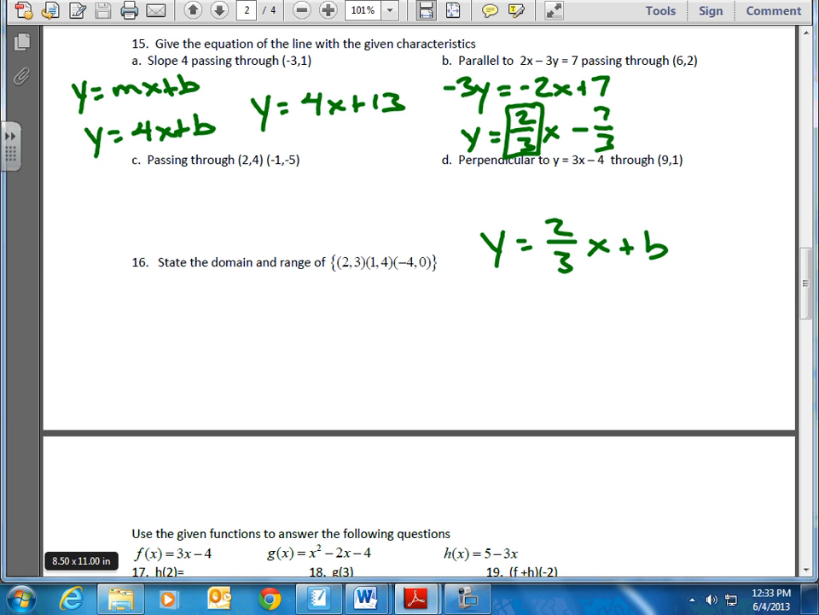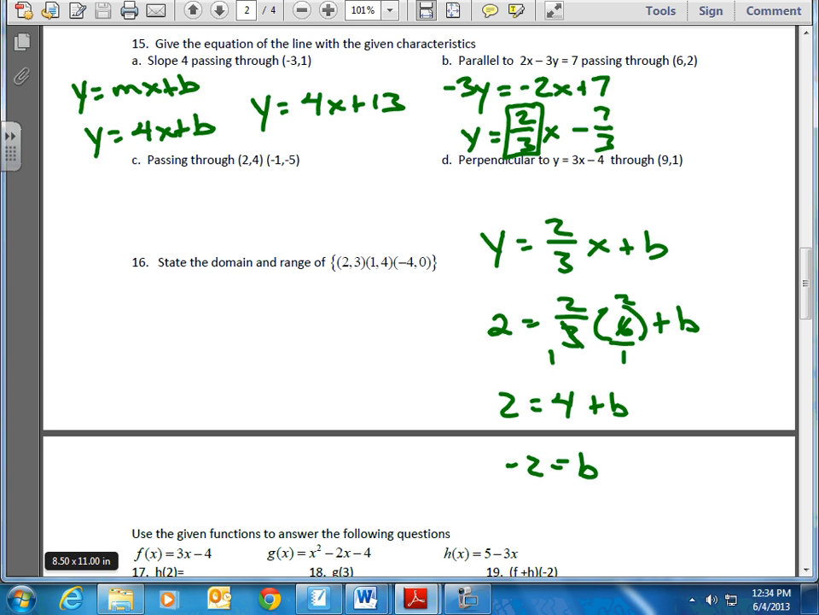But I don't know the b value. I've got to find the correct b value so that the second part is true, so that it passes through (6, 2). Plug in 2 for y, plug in 6 for x, and solve. Fraction times a whole number, put the whole number over 1. Cross simplify: 3 goes into 3 once, 3 goes into 6 twice. Subtract, and b is -2. Plug all that back in. y equals 2/3 x minus 2. And you have your equation.